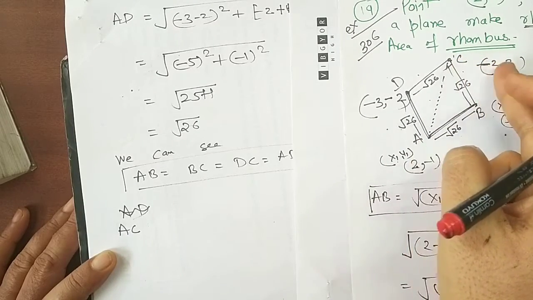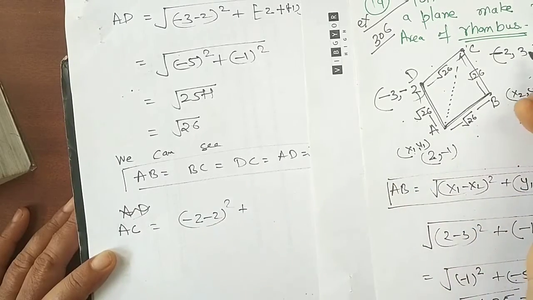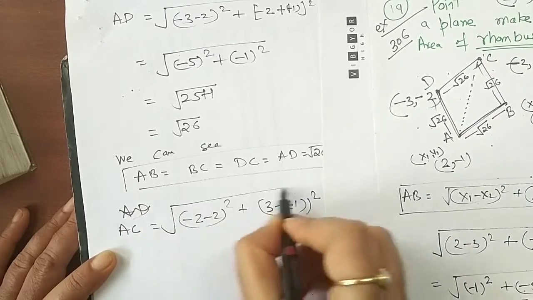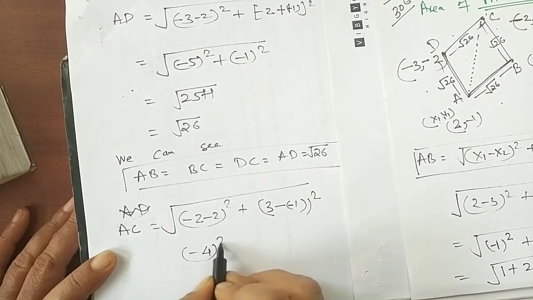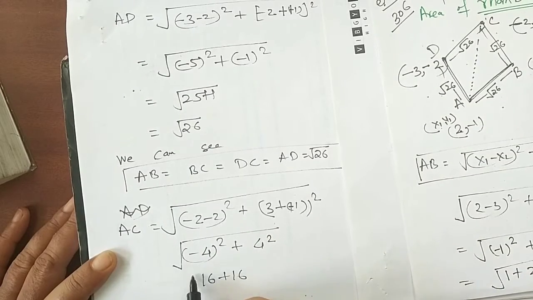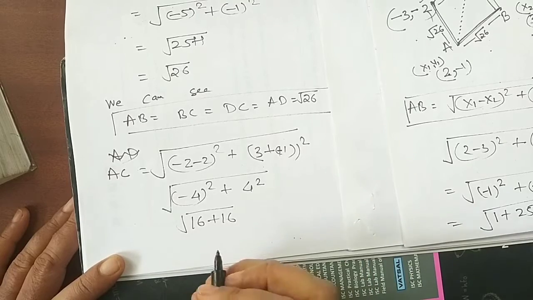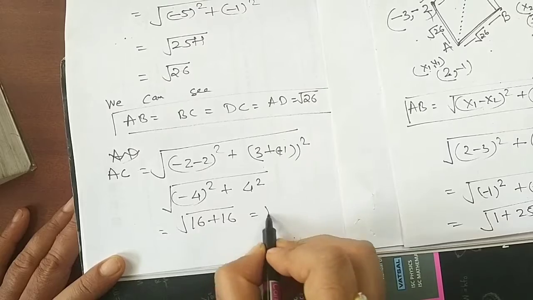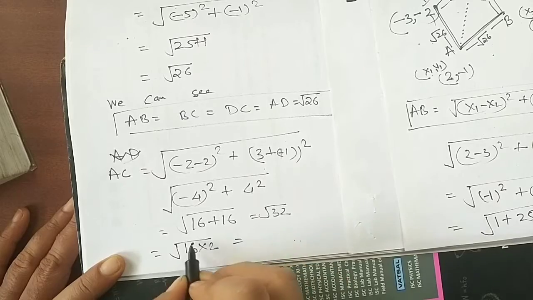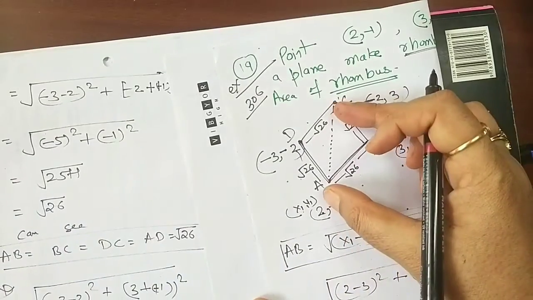Let me take, this is x1, y1, this is x2, y2. Okay. So this will be minus 2 square plus y1 minus y2. So 3 minus of minus 1 square root. So I am getting minus 4 square. This is plus 4 square root, which is 16 plus 16, which is how much, guys? 16 plus 16 is 32. Correct? Root 32. And root 32, can I take 16 into 2? 16 will come out as 4 root 2. So my first diagonal is 4 root 2.